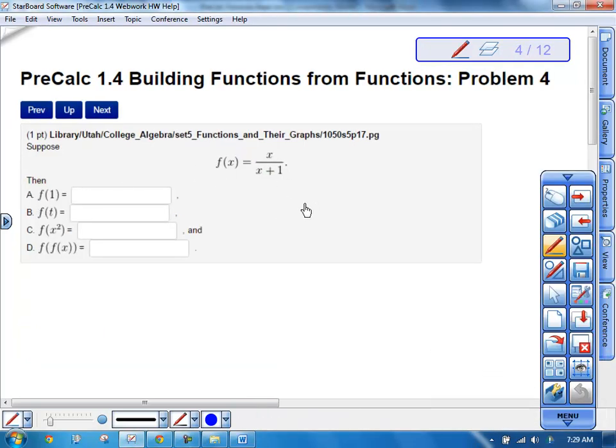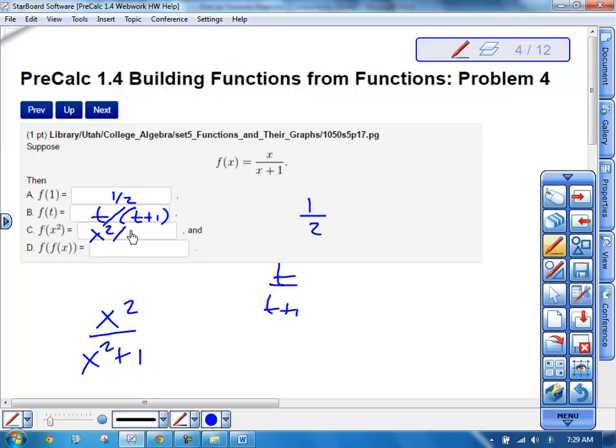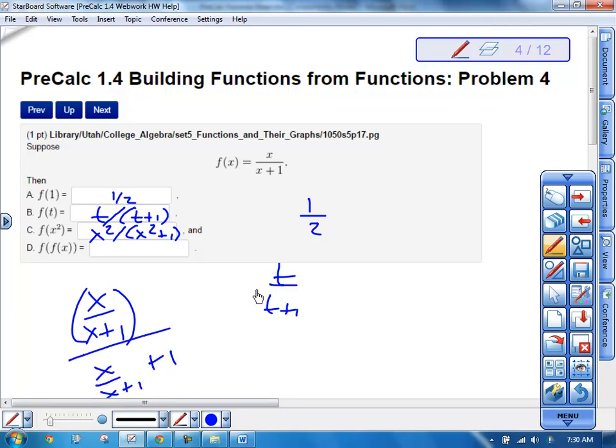More compositions. f of 1 gives you 1 over 2. f of t gives you t over t plus 1, which you can enter in. Make sure you put the bottom in parentheses. f of x squared gives you x squared over x squared plus 1. And f of x gives you this original function. Here's f of x. Then you've got to plug it back into itself, so it's going to be plus. In the top there's that, and then in the bottom you have the original function again, plus 1.